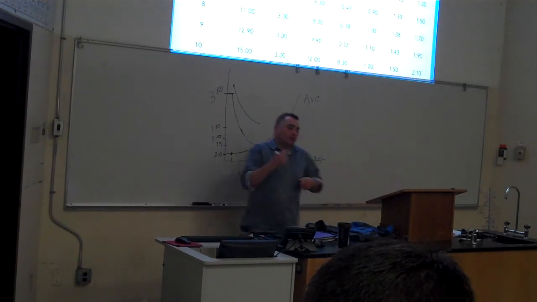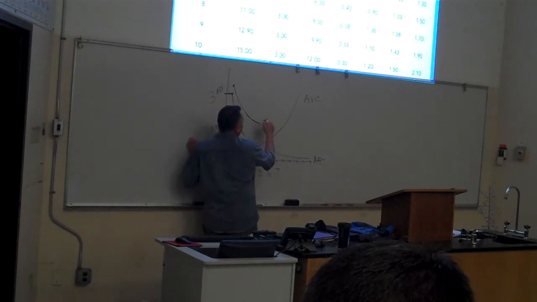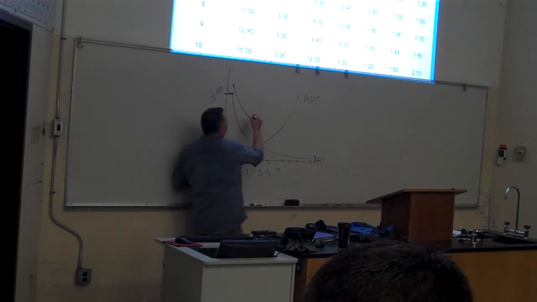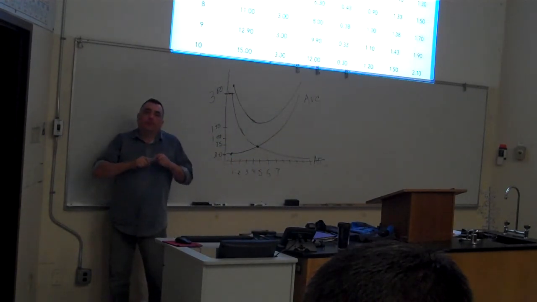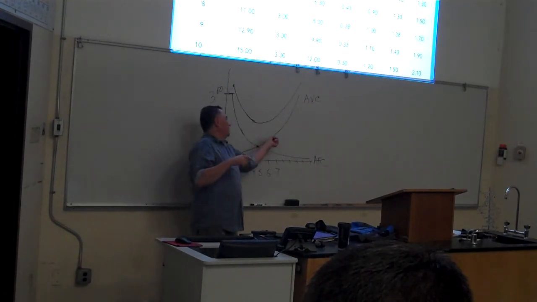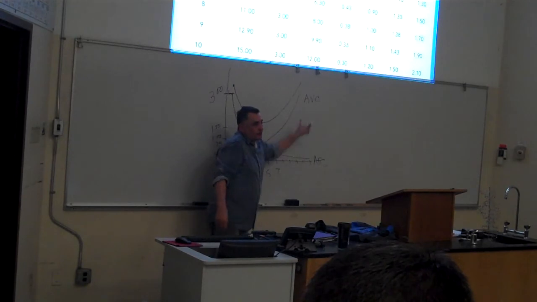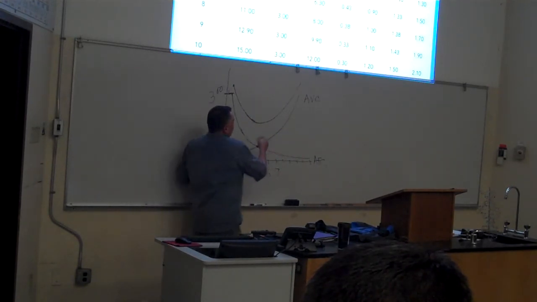All right, so it reaches some point where these two intersect. Where they intersect, what happens to the average total cost curve? It starts to go back up. Tell me why. Because it relies more on average variable cost at that point. Right, because average variable cost is now greater than average fixed cost, and it's rising faster than average fixed cost is falling.